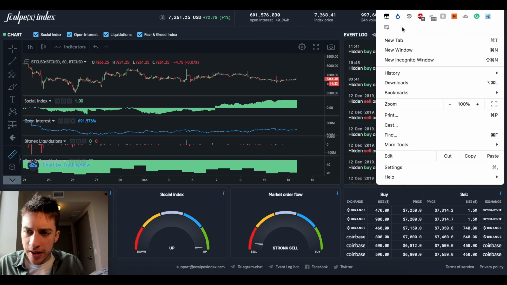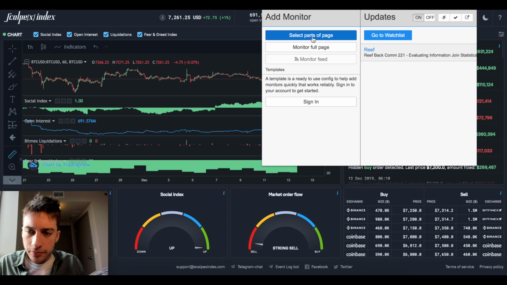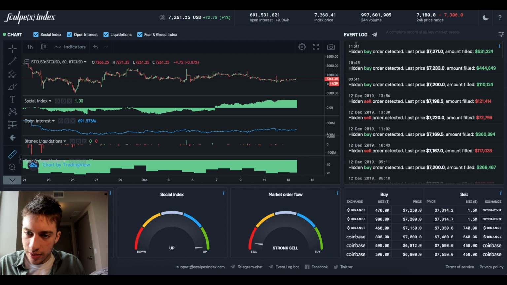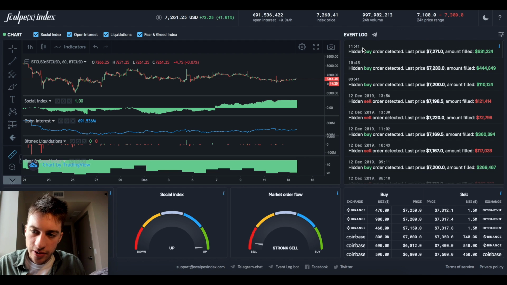Okay, it's being kind of annoying right now. Select parts of page. All right, it's not wanting to select parts of page for some reason. So try that on your own time.